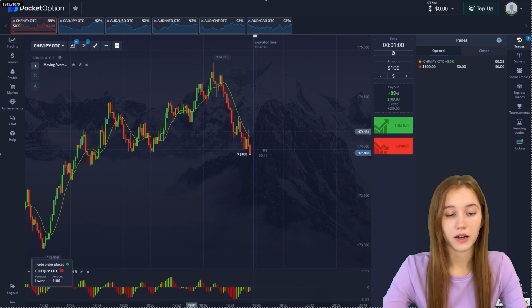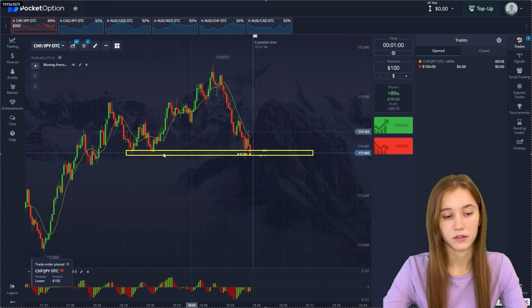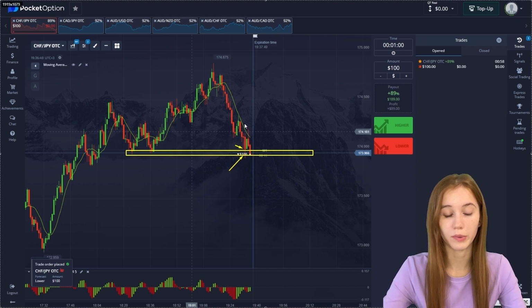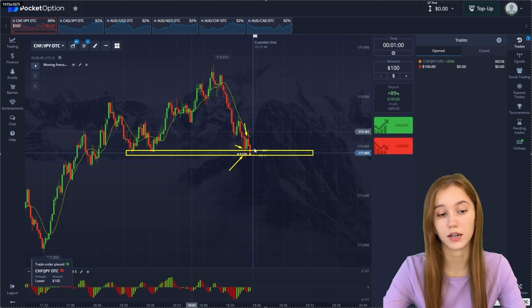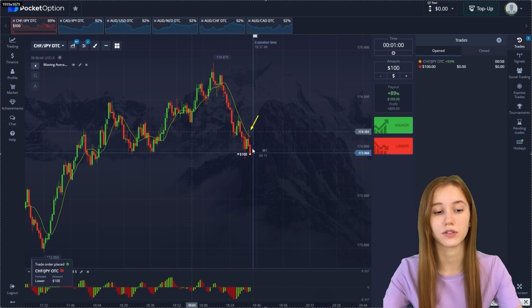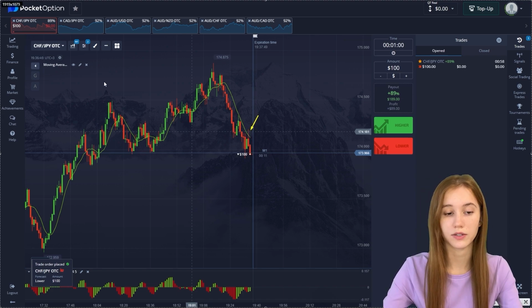What we see here is that we are at the support area. Pocket Option shows us this automatic line, showing us our lines. It's very convenient. We see that we go into the support area, we reached it, we see this intersection, and then the rollback with a green candle and then a drop. The previous candle was red with a shadow in the upper position. It increased our chances to go down.